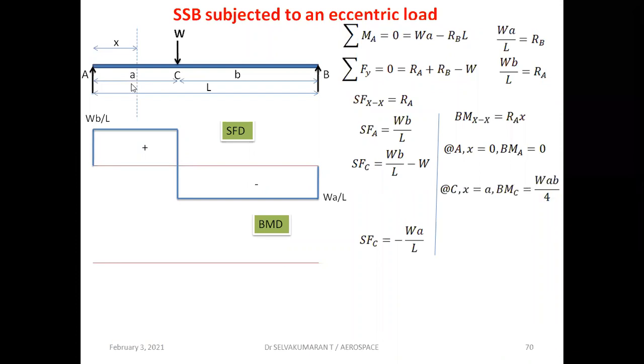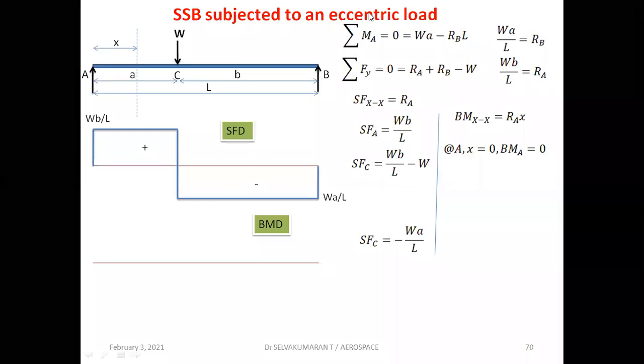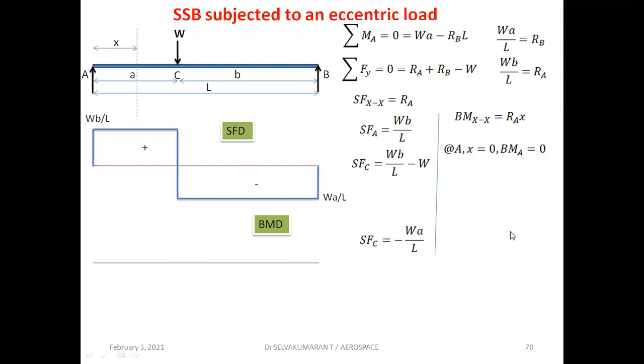Then at C, x is equal to a. Already RA is nothing but Wb by L. So in place of x, substitute a. You will get the bending moment at C as Wab by L. Earlier it was a typing mistake; I had typed it as Wab by 4, so it should be Wab by L.